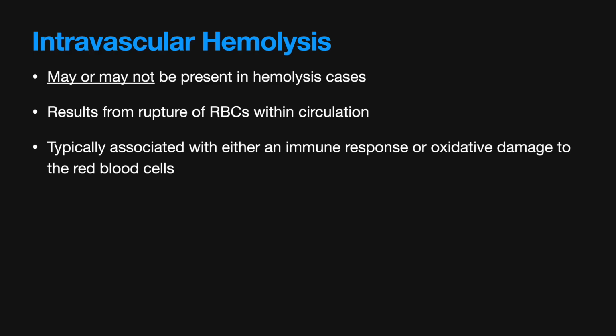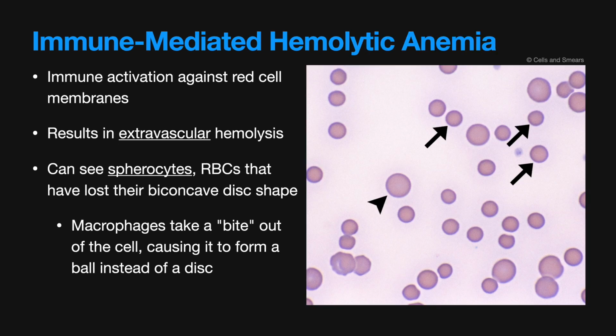On the other hand, intravascular hemolysis may or may not be present. We see intravascular hemolysis when there is rupture of red blood cells within circulation. Typically, this type of hemolysis is associated with either an immune response or oxidative damage to the red blood cells. Now we can look at some specific causes of hemolysis.